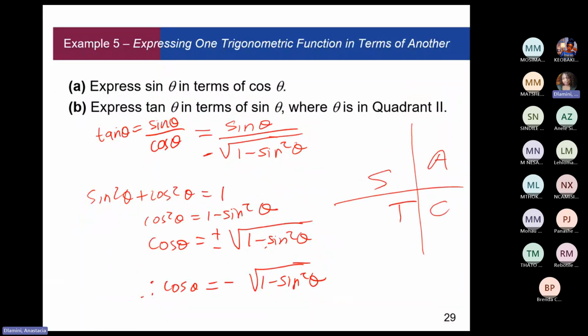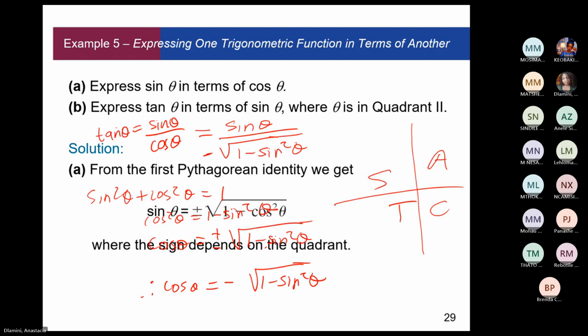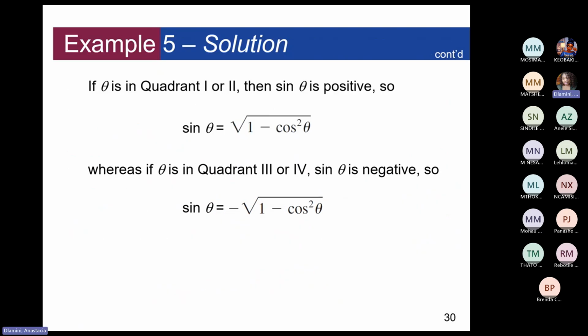Okay, let's see if we are right. The first one, we are right. They say if theta is in the first or second quadrant, then sine is positive. Whereas now they're showing the quadrant. Remember, we got sine of theta is equal to plus or minus square root of 1 minus cos squared theta. So here they are saying that in the first and second quadrant, sine is positive. It means that it will only be the positive one, which is this one over here.